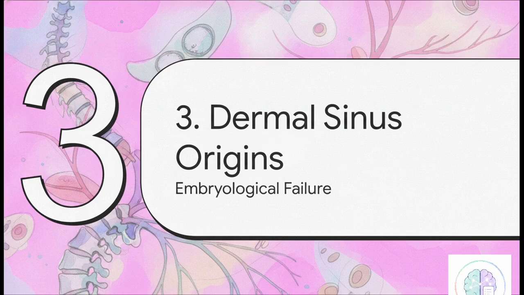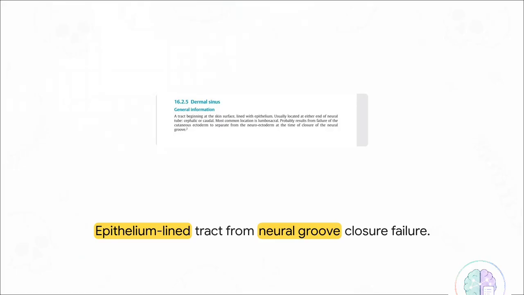Section 3, dermal sinus origins and the embryological failure behind them. This embryological failure is just fascinating. Basically, a dermal sinus is a tract beginning at the skin surface that is completely lined with epithelium. It typically happens at either the cephalic or caudal end of the neural tube, though the lumbosacral region is definitely the most common spot. But why does it happen?